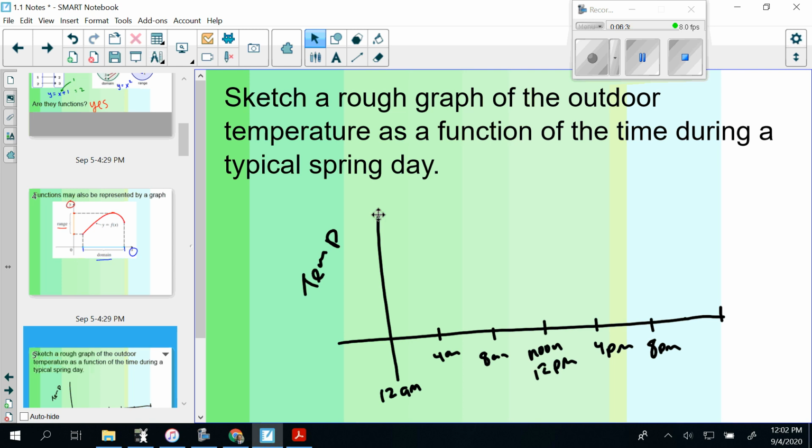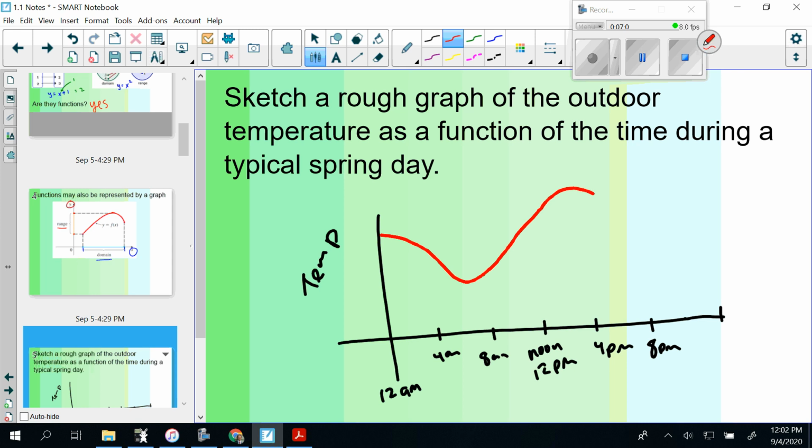Okay, let's see. Hopefully you're all around the same thing. Temperature at midnight is probably still going to drop a little bit on a typical day. And then when the sun comes up, it'll start increasing throughout the day. Usually you get to your highest temperature around 3 or 4 o'clock. And then again, the sun starts going down and it's going to dip again. So if you had some kind of graph like that, that's probably a decent representation of that.